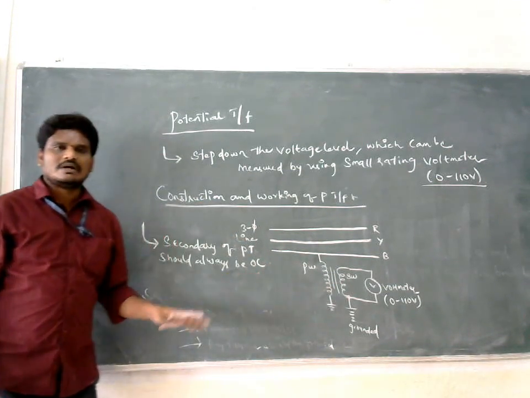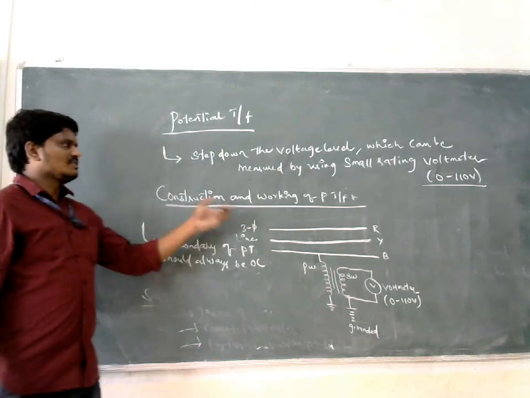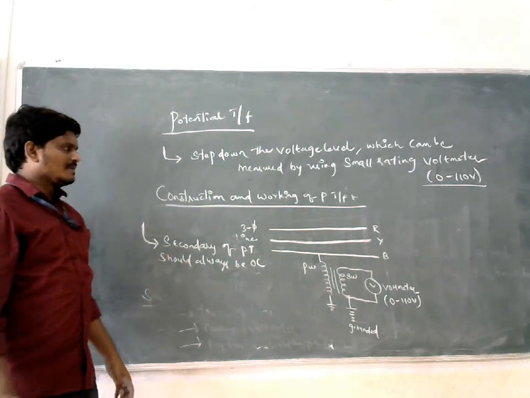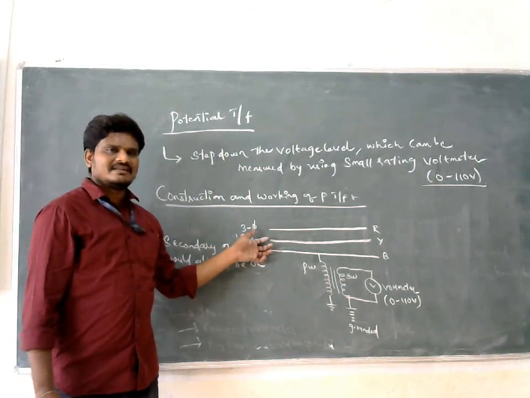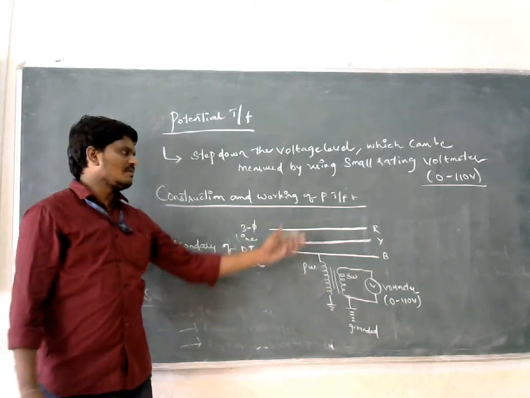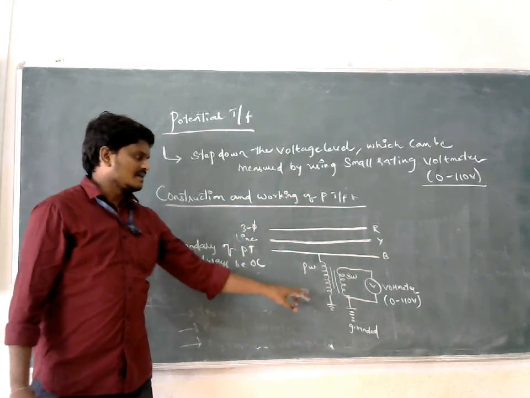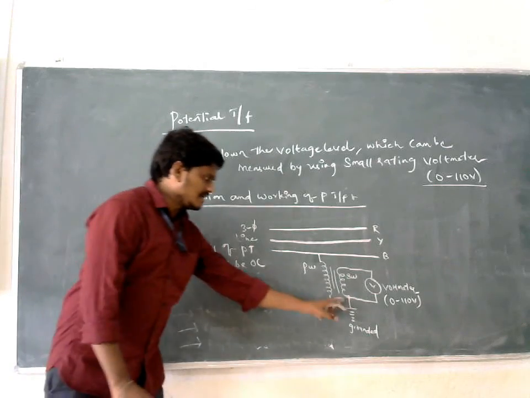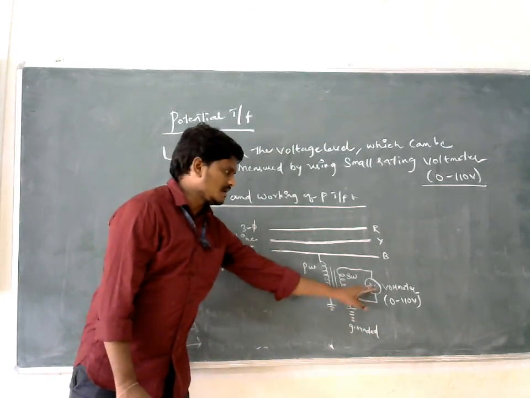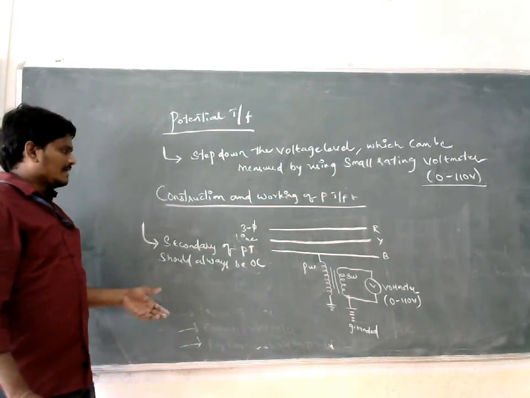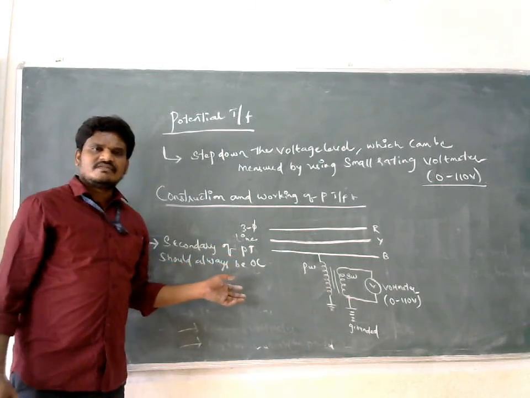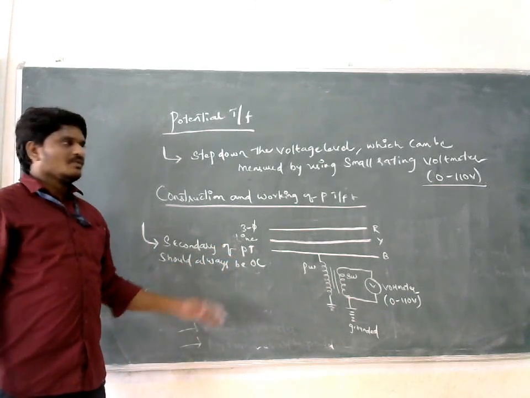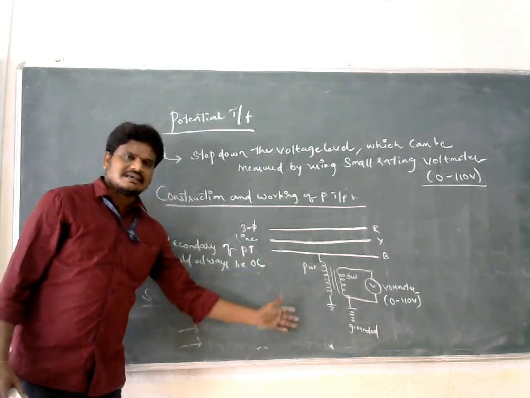0 to 110 volts. Coming to the construction and working of a potential transformer, it consists of a three-phase line, that is a three-phase power circuit in the form of R, Y and B. It consists of a primary winding, secondary winding, grounding connection and voltmeter. Coming to the working, the primary winding consists of a large number of turns which is directly connected across any one of the lines.